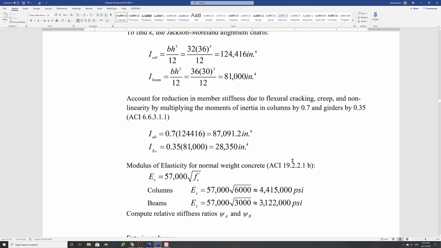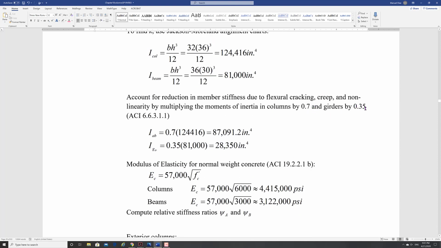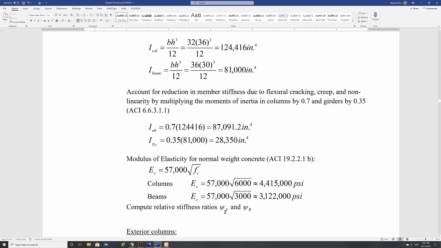Next, I'm going to apply my 0.7 and 0.35, remember, to make those corrections on the moments of inertia. So here, my column is being modified, and my girders are being modified. Because I have different concretes, I have a modulus of elasticity for the column, and I have a modulus of elasticity for the beam. Next, we're going to find the psi A and psi B.